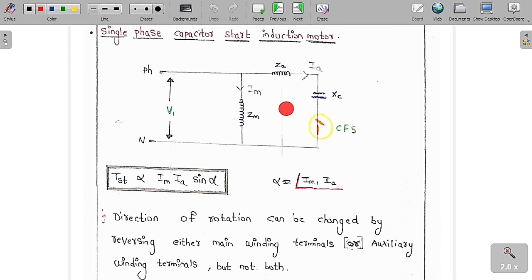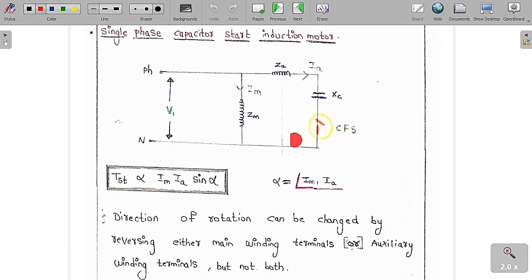For a pure single phase induction motor, the starting torque is equal to 0 because there is only the main winding. To provide the starting torque, we give an extra winding called the auxiliary winding, and in it we place a capacitor to increase the phase difference between Im and Ia. As the phase difference increases, the starting torque increases, so we can provide more starting torque at the initial condition. After reaching a certain speed, with the help of a speed sensing centrifugal switch, we remove this auxiliary winding.